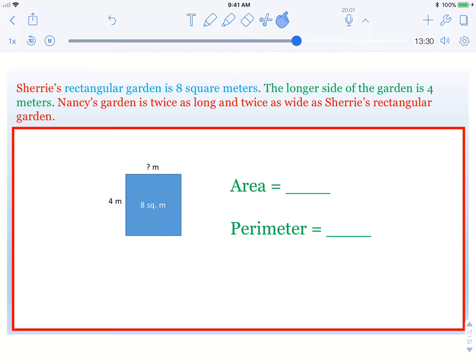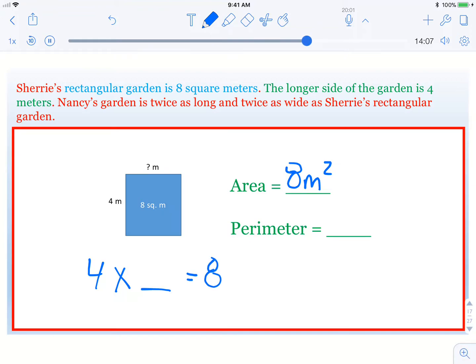So let's look at this together. Sherry's rectangular garden is 8 square meters. The longer side of the garden is 4 meters. That's really strange. I don't see a question, so I'm assuming that we're finding area and perimeter. The longer side of the garden is 4 meters. So I have 8 square meters, 4 meters. What is the missing side? Remember, what times what equals 8, or 8 divided by 4 equals 2.